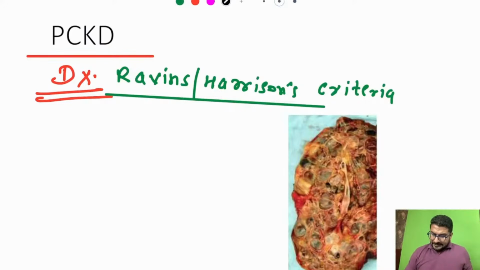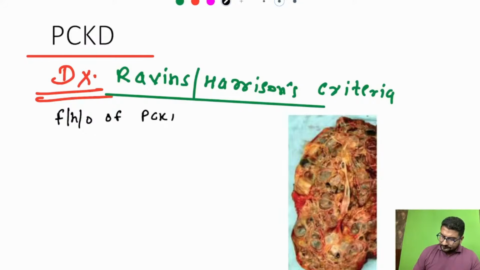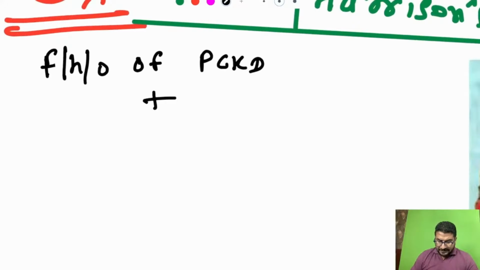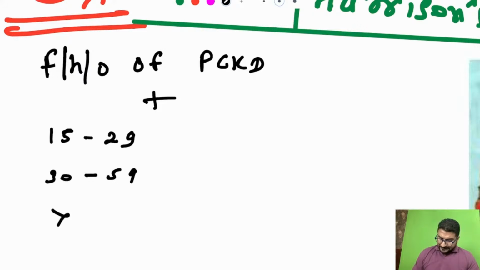So understand this thing. To make a diagnosis, what do we need? There should be a family history of PCKD plus. So it is necessary for the patient to have some family history. Along with family history, what is important, understand what is important, we need to see the age of the patient. So how will you make the diagnosis, by looking at the age of the patient. Now understand this. Suppose the patient's age is 15 to 30, and I can say 29 years, 15 to 30, 30 to 59, and more than 60.